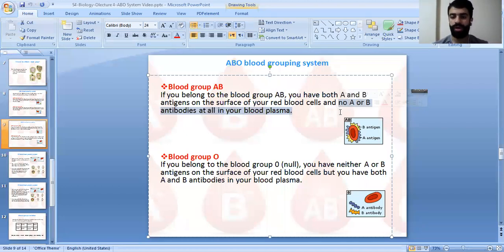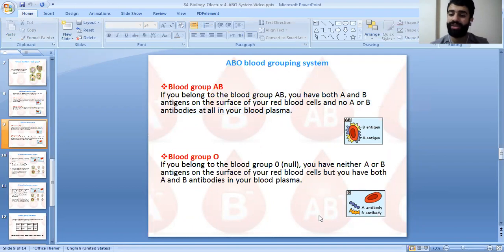Blood group O. If you belong to blood group O, it's called the null blood group. We don't have antigen O. This is special. Blood group O doesn't have antigen A nor antigen B. So there are no antigens in the blood group. If I gave you this figure with no antigens, immediately this is blood group O. Blood group O has both antibodies, antibody A and antibody B.